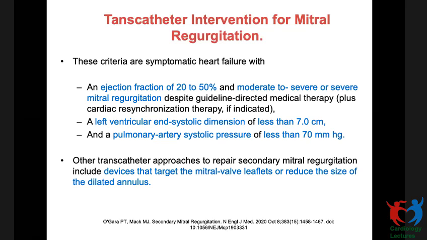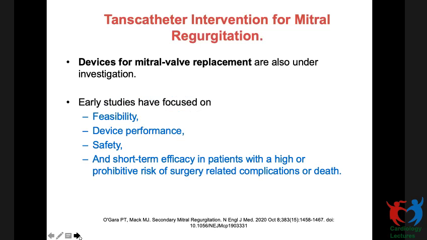So these criteria, what this article had included, the criteria are symptomatic heart failure with ejection fraction of 20 to 50% and moderate to severe or severe mitral regurgitation despite guideline-directed medical therapy, plus cardiac resynchronization therapy if indicated, with a left ventricular end systolic dimension of less than 7 centimeters and a pulmonary artery systolic pressure of less than 70 mm Hg. Other transcatheter approaches to repair secondary mitral regurgitation include devices that target the mitral leaflets or reduce the size of the dilated annulus. So devices for mitral valve replacement are also under investigation.